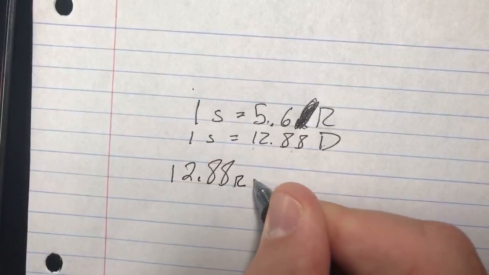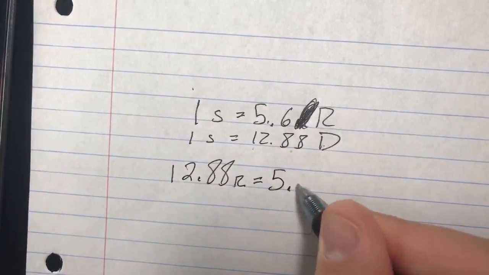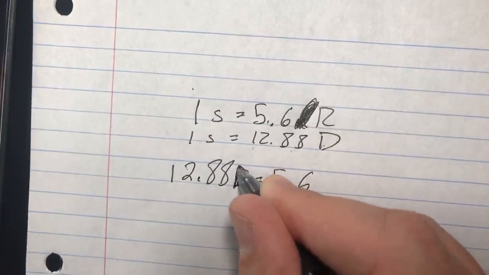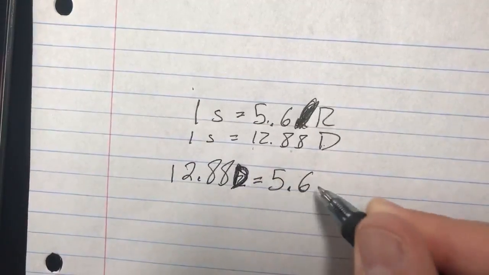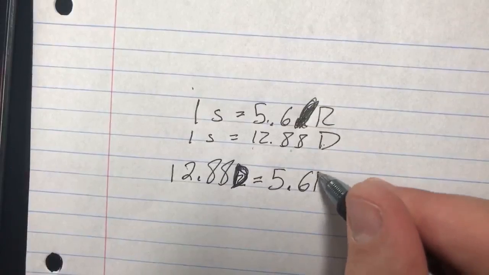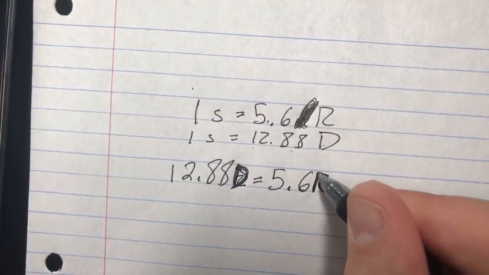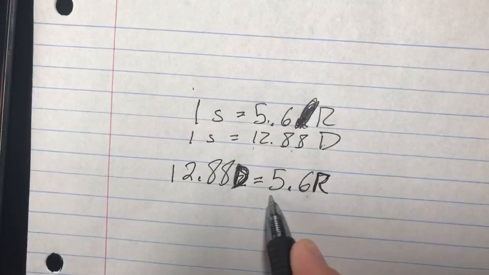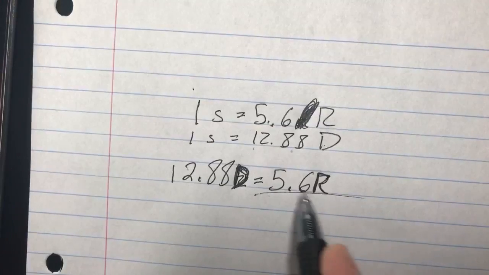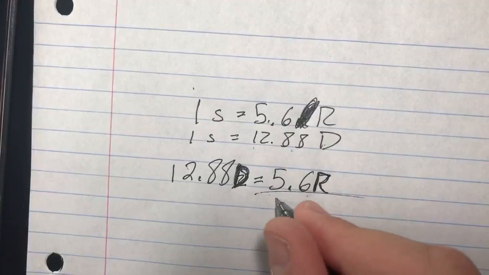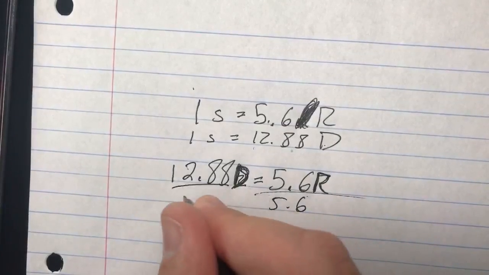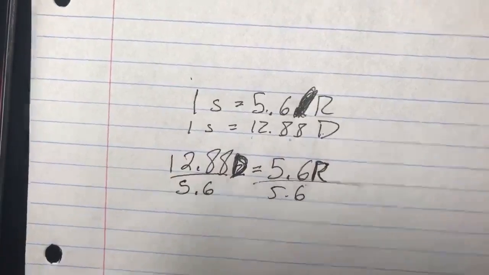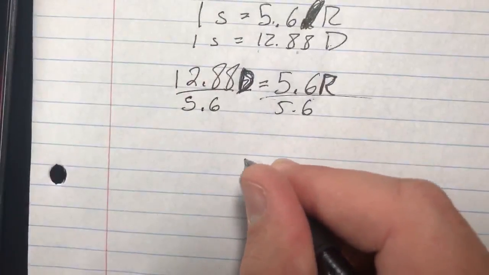So that means 12.88 Ricks equal 5.6 dolts. Oh, why do I keep messing up the names? Maybe because they're just so weird. So that's a D and that's an R, right? So we're on the same page. Cool. So now we need to solve for 1 Rick, right? So we have to do the division. We have to divide both sides by 5.6, right? So what is 12.88 divided by 5.6?